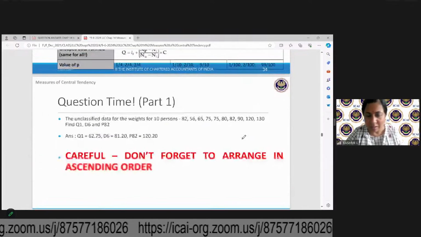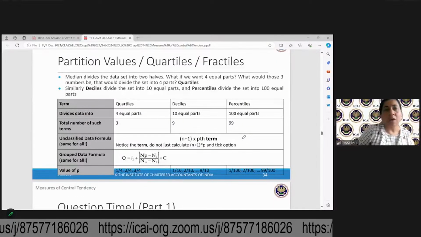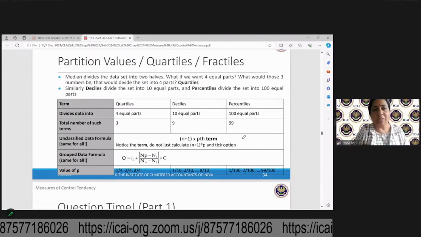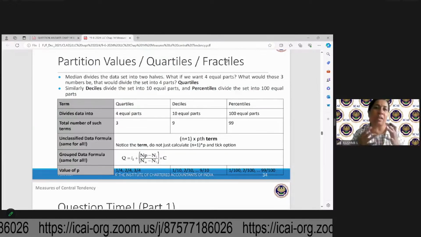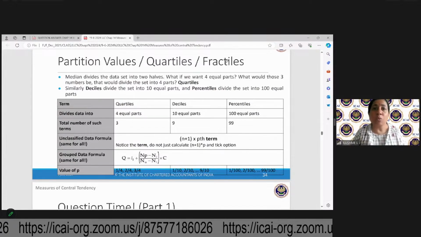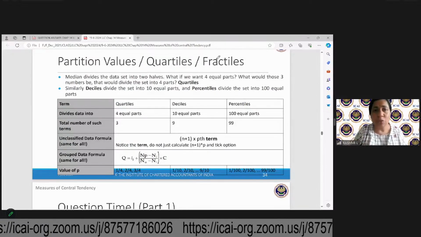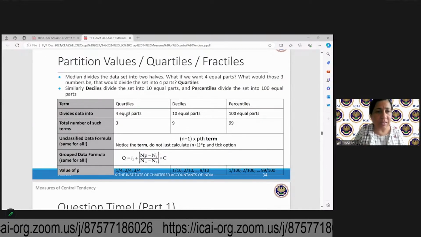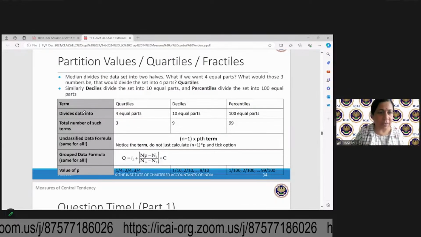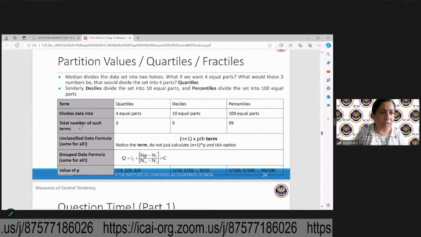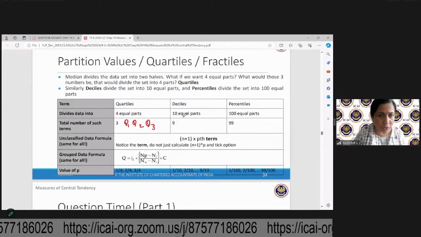Okay. So once you've understood that, this is the second sheet that you must have with you: partition values, quartiles, and fractiles. See, what happens is, as I'm repeatedly saying, the median divides the data into two parts. What if I want it divided into more than two parts, like 4 parts or 10 parts? So quartiles divide the data into 4 parts, deciles divide the data into 10 parts, and percentiles divide the data into 100 parts. For quartiles the total number of terms is 3, that is Q1, Q2, Q3.